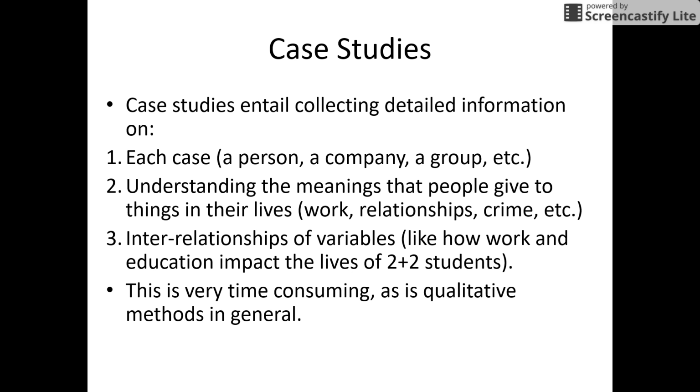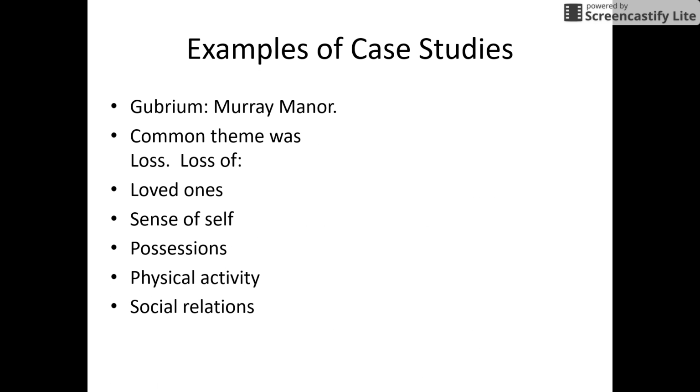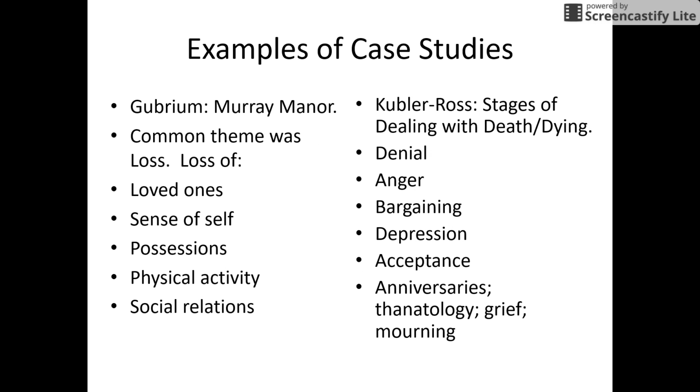So if I ask an 18-year-old, what does school mean to you? The 18-year-old might talk about learning and getting a job and such, whereas the 2+2 student, who tends to be older, is talking about balancing home and work and a career and going to school at night and all these different things. So case studies are getting very detailed meaning. It's very time-consuming, as most qualitative research is, but you're trying to figure out detailed information on how this relates to that and what they think about a number of different things. Case studies.